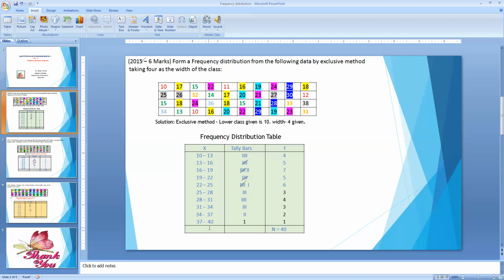And the last range, that is 37 to 40. Which has been shown here. There is only one number, that is 38, which is in the black color. So these are the total numbers.